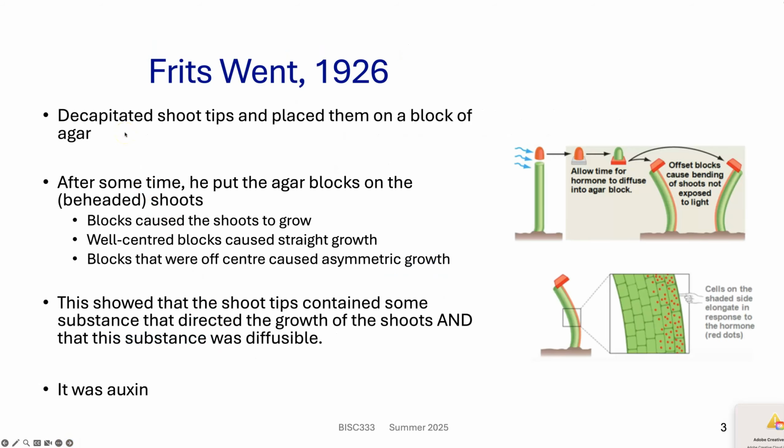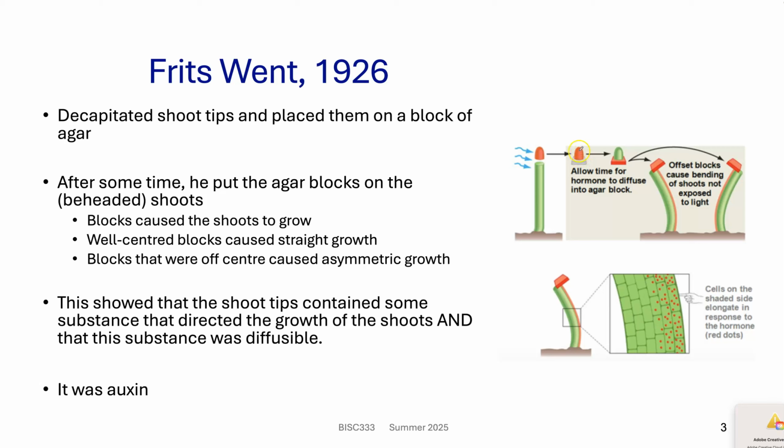So in 1926, Fritz Went just kind of started some work on this, and he basically had shoot tips. I can't remember what the organism was, if he was working with corn or wheat. But basically he decapitated the little plants. He cut the little tips right off of the growing shoot. And then he took the tip and put it on a block of agar. After that growing tip was removed, the shoot didn't continue to grow.